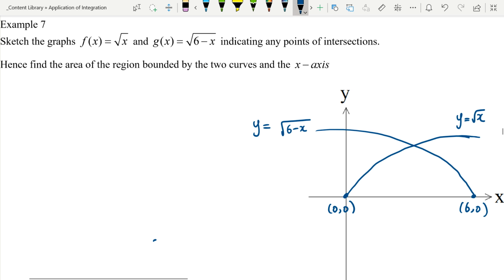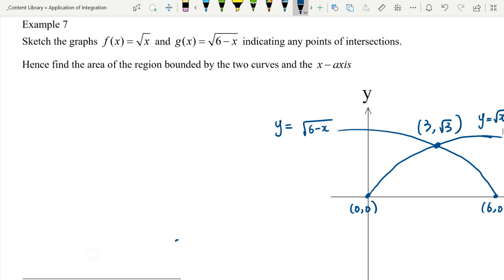What's the point of intersection here? X equals 3 and y equals root 3. Good. And what's the area I want? Find the area of the region bound by the two curves and the x-axis.